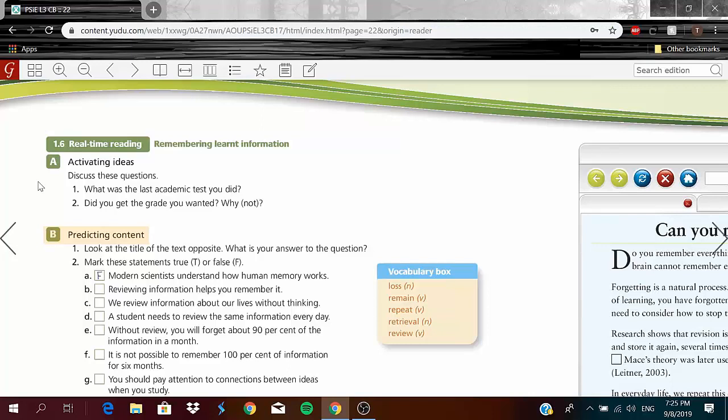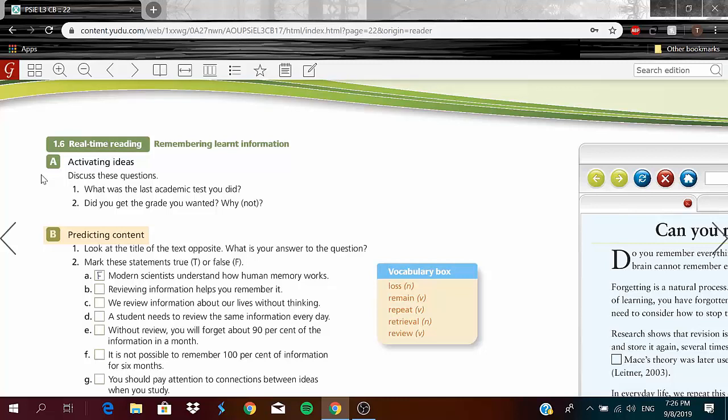Alright, you guys, now moving on to the next page. Here we have exercise A, activating ideas. Discuss these questions. This is a simple speaking exercise to start this reading section. What was the last academic test you did? Answer truthfully. What was the subject?